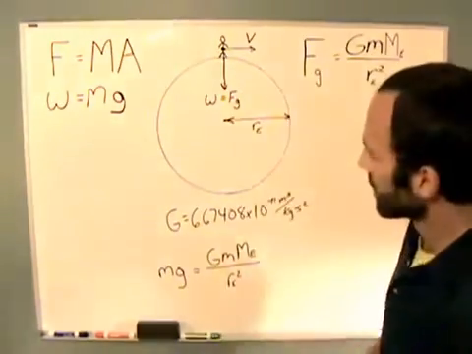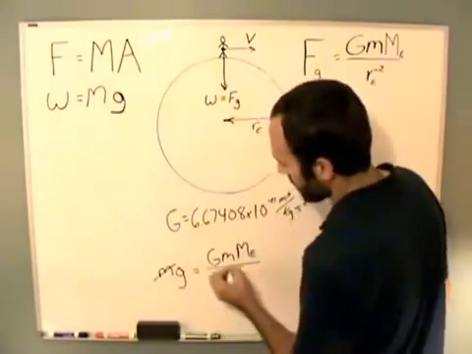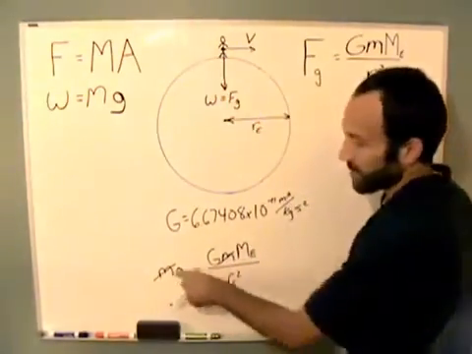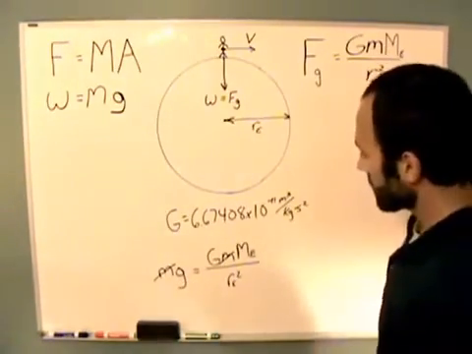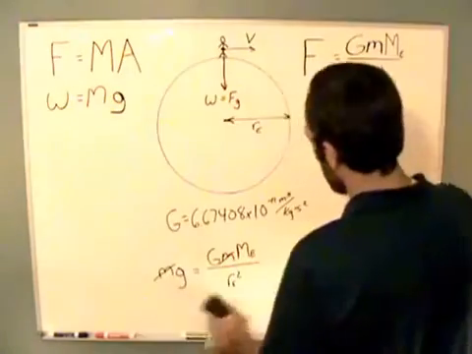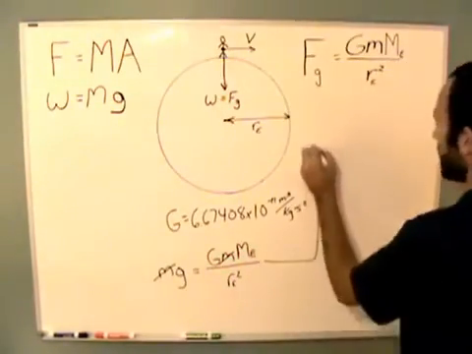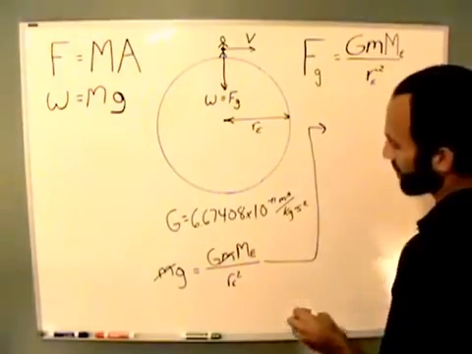Now immediately you can cancel the mass of the object, or me, out, because they're in the numerator on both sides. This is really mg over 1. Okay? And now, let's come up here. You can solve for the mass of Earth.